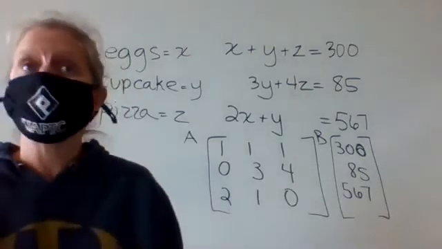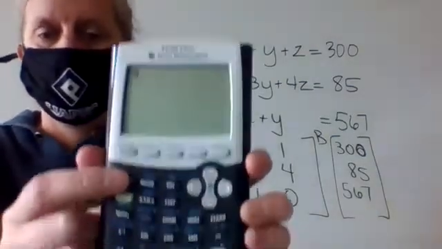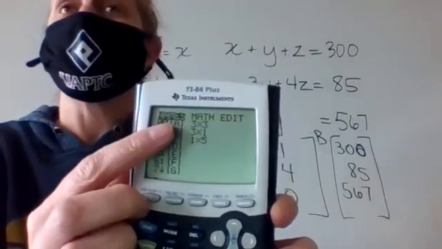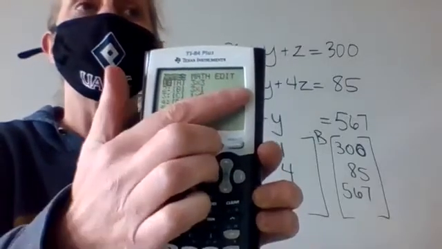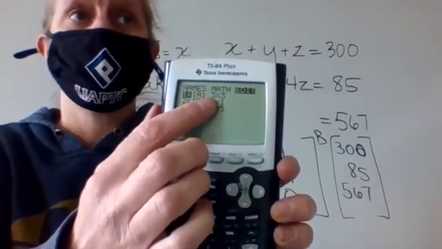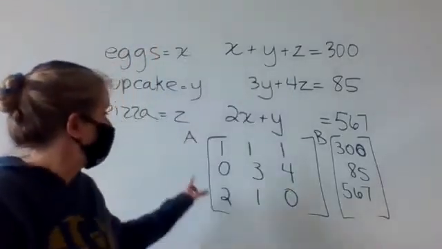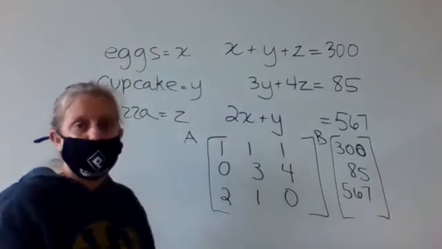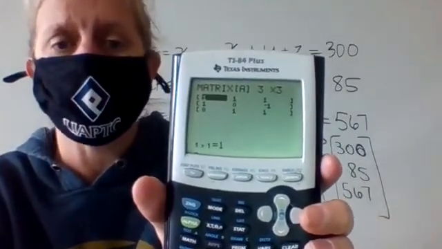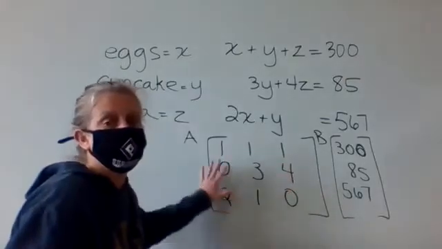So again, we're going to use our matrix function. So, second matrix. Remember, new problem means new matrices. So you're going to scroll over to edit. And you're going to edit this first one, matrix A. So you'll hit enter. Again, I do want it to be 3 by 3. So you can just hit enter, enter to keep it 3 by 3. And then enter your new numbers.